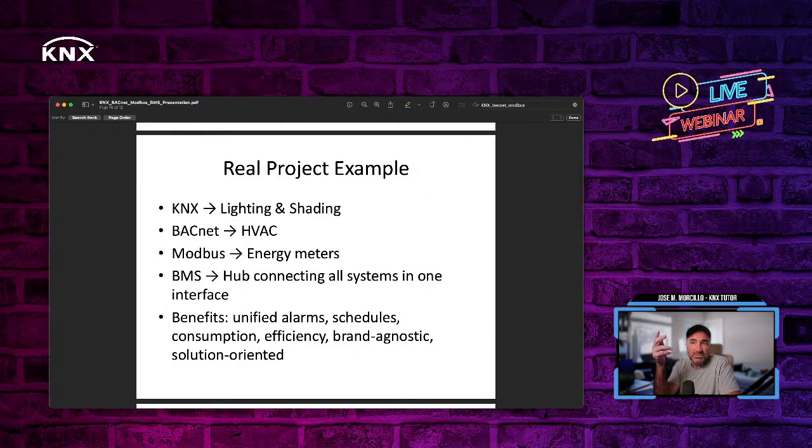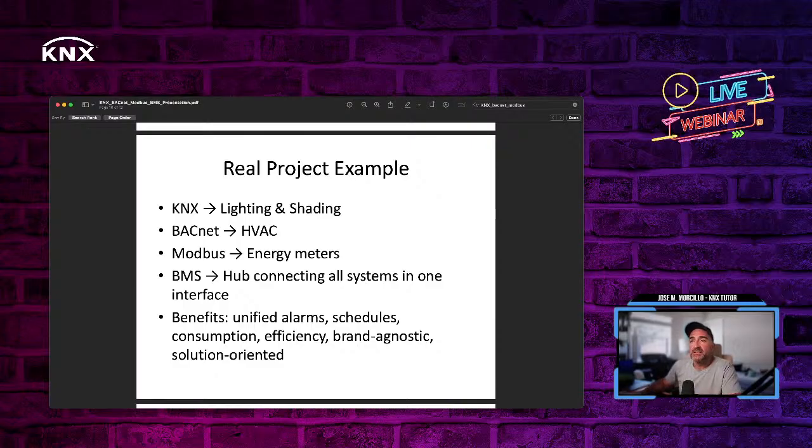Or you can use it directly in the BMS. You can put it directly into the BMS, and then you can grab information there. If you need it in KNX, you can always map Modbus to KNX, but if you don't need it, you can just leave it in the BMS. Okay, great. So the benefit of using this is that we may have unified alarms and scheduling for everything together: energy consumption, energy efficiency, a brand agnostic solution, and this is brand agnostic, okay, and solution oriented.